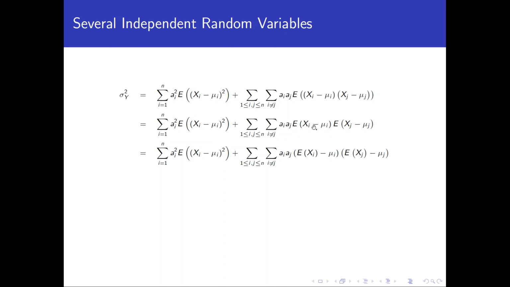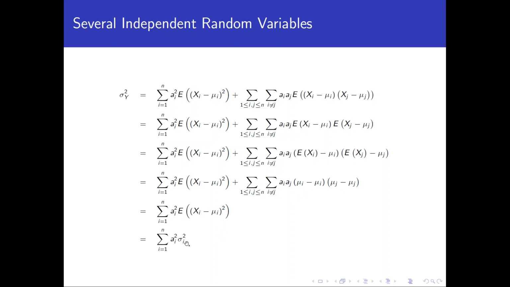Now, I break the expected value up over each difference. So we have expected value of x sub i, and then just minus mu sub i, because that is a constant. Same thing with j. But expected value of x sub i and expected value of x sub j are mu sub i and mu sub j respectively. So these are just going to be 0, and you just end up with this piece. But if you look at this summand, this is exactly the variance of x sub i.